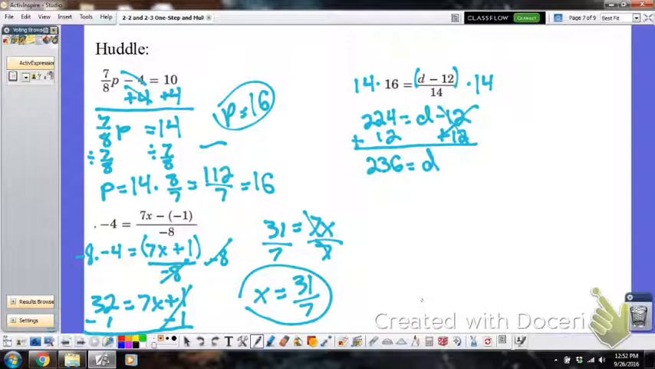You might have converted this into a decimal, and that's fine. I prefer the solution 31 over 7, but if you put it as x equals or approximately equal to 4.43, that is also correct, but personally I prefer the 31 over 7.